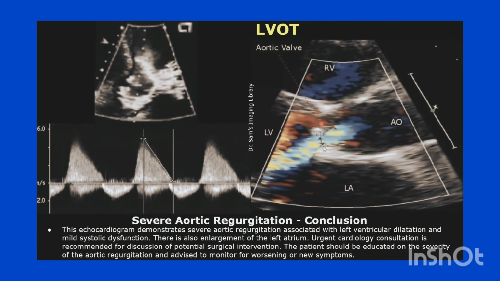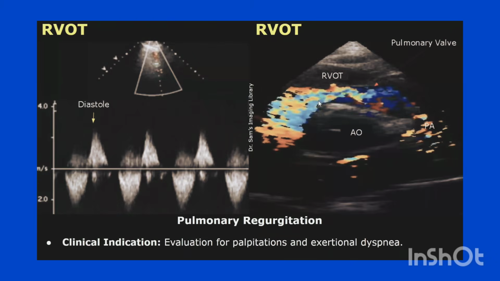Urgent cardiology consultation is recommended for discussion of potential surgical intervention. The patient should be educated on the severity of the aortic regurgitation and advised to monitor for worsening or new symptoms. This is a report for pulmonary regurgitation. Clinical indication is evaluation for palpitations and exertional dyspnea.